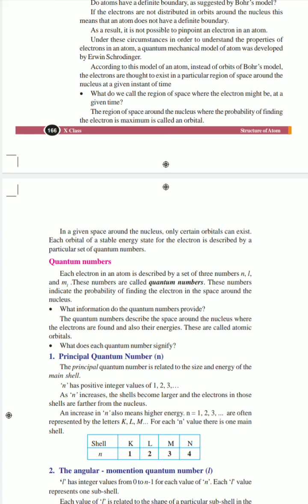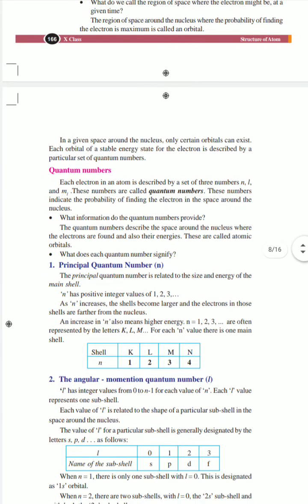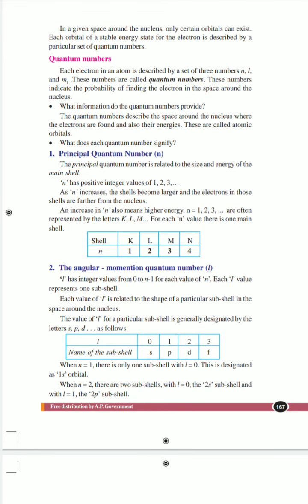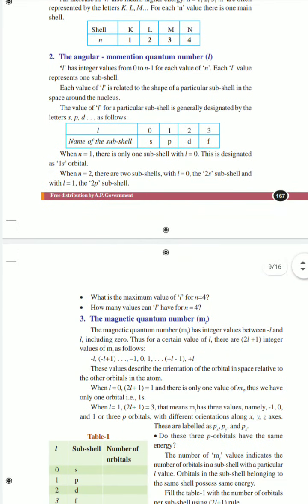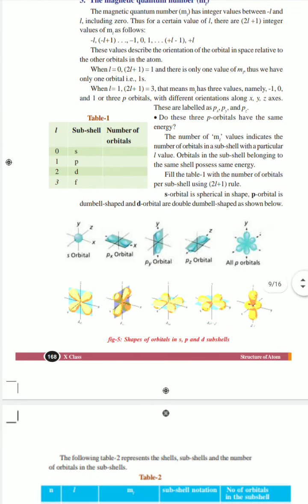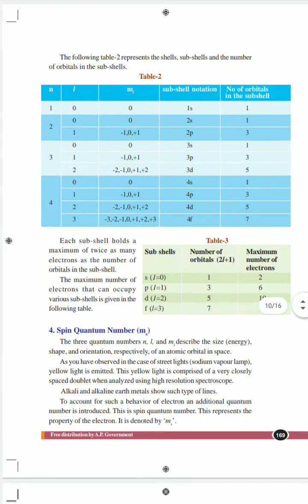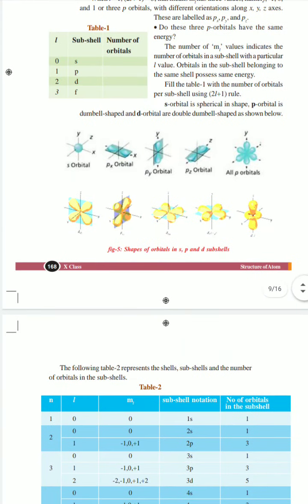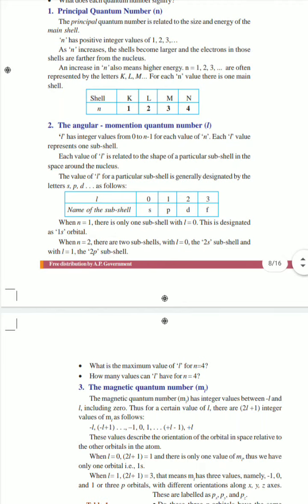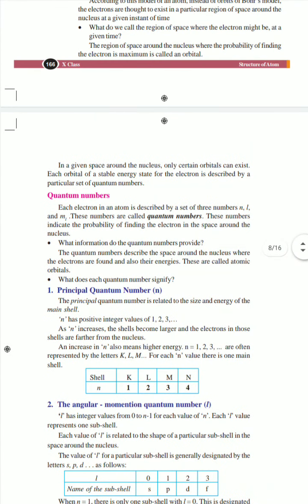Finally, we have 4 quantum numbers. The first one is the principal quantum number, the second is the angular momentum quantum number, the third is the magnetic quantum number, and the fourth is the spin quantum number. These are the 4 important quantum numbers which give the information about the energy levels of the electrons present in the atom.